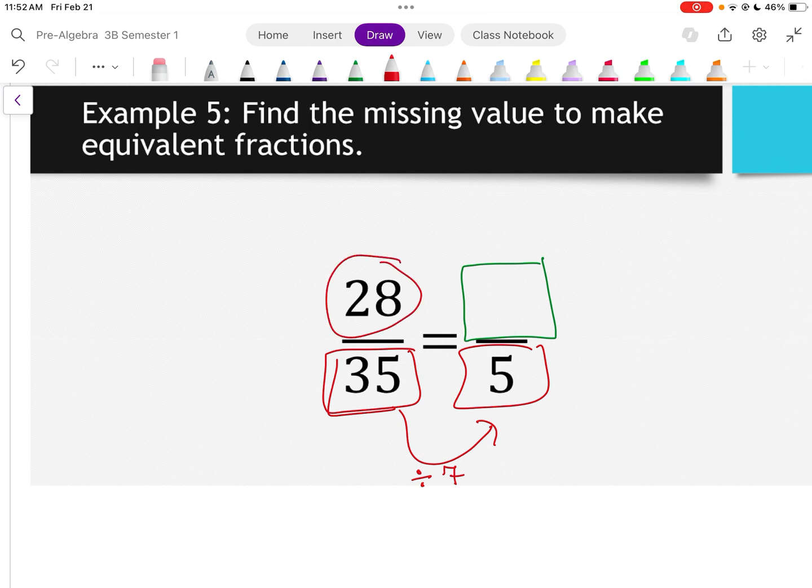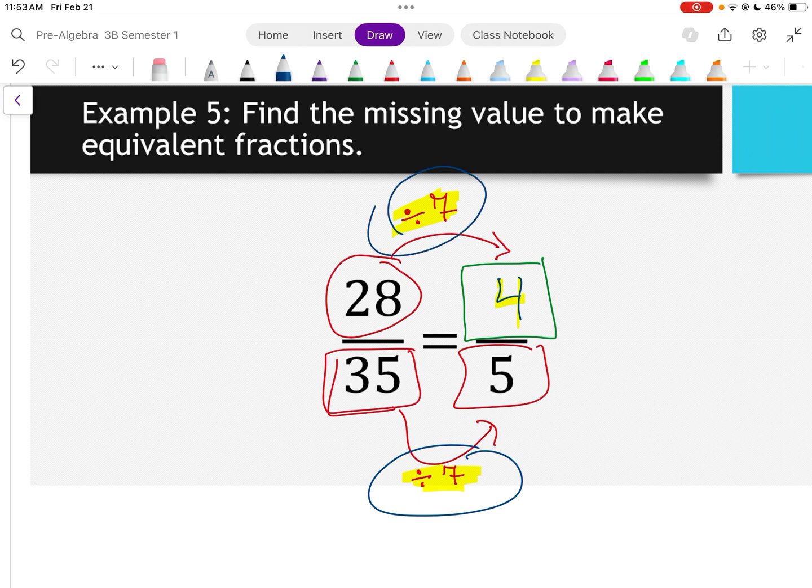So now we're going to take this top number and we're going to divide that by 7 as well because we have to follow the same operation that happened on the bottom. So 28 divided by 7, if we count by 7s, we would have 7, 14, 21, and then 28. That gives us the answer of 4. So you are finding the operation with either the numerators or denominators, whichever one they give you both of, and then you use that operation to find your missing value.